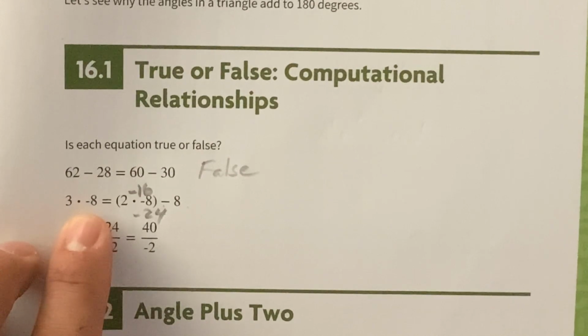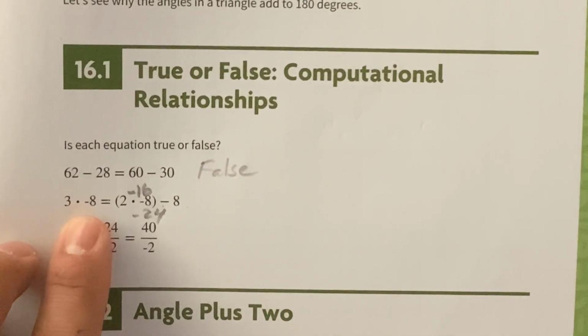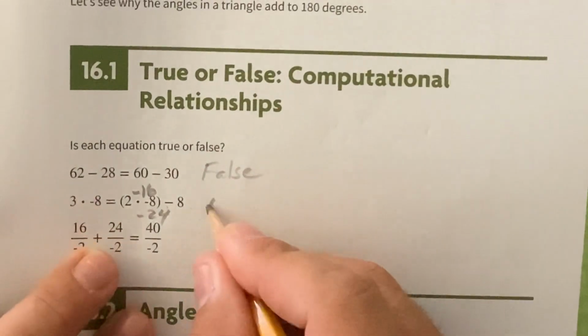What do you think, Parker? 3 times 8 with a negative in front, is that 24? I think so as well. True.